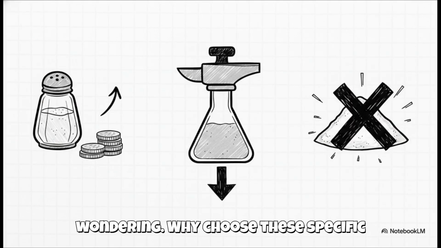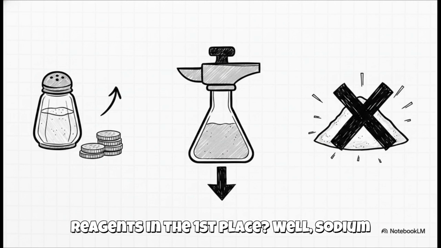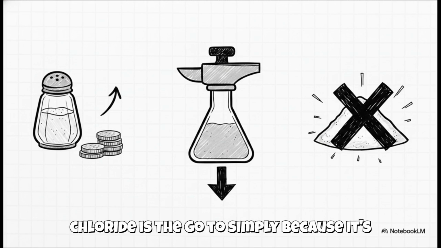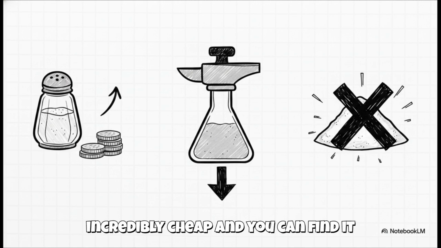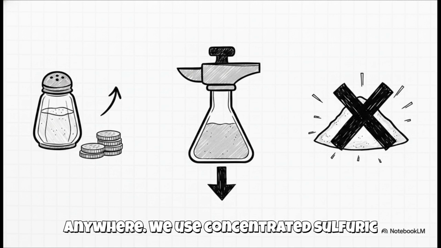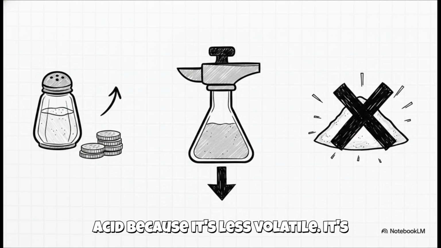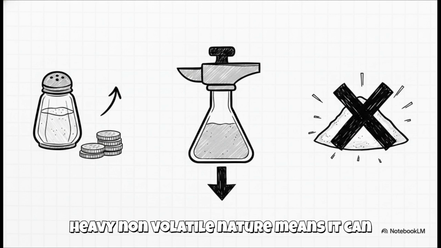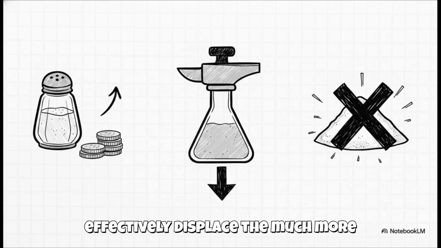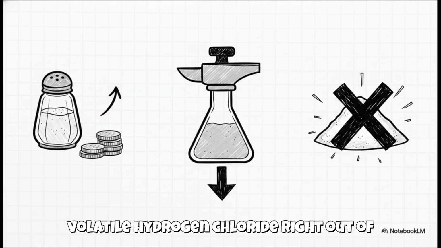So you might be wondering, why choose these specific reagents in the first place? Well, sodium chloride is the go-to simply because it's incredibly cheap and you can find it anywhere. We use concentrated sulfuric acid because it's less volatile. Its heavy, non-volatile nature means it can effectively displace the much more volatile hydrogen chloride right out of its salt.